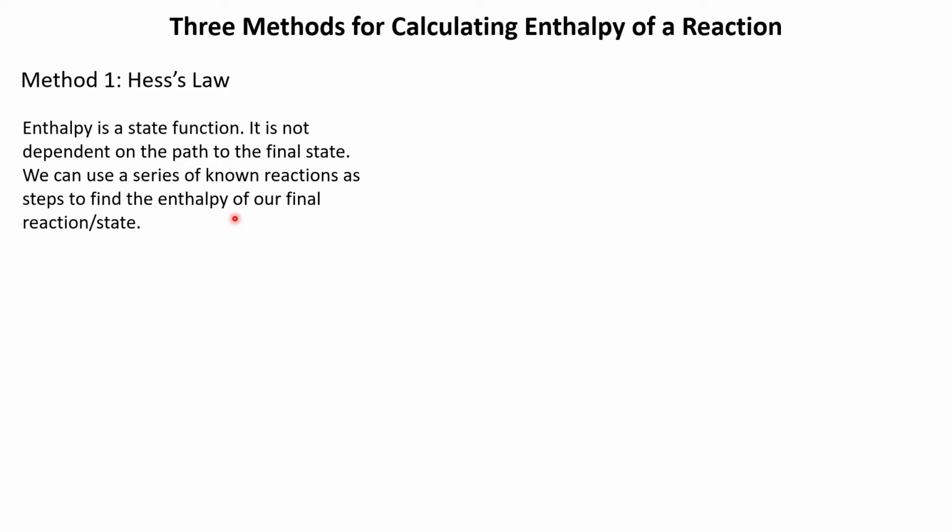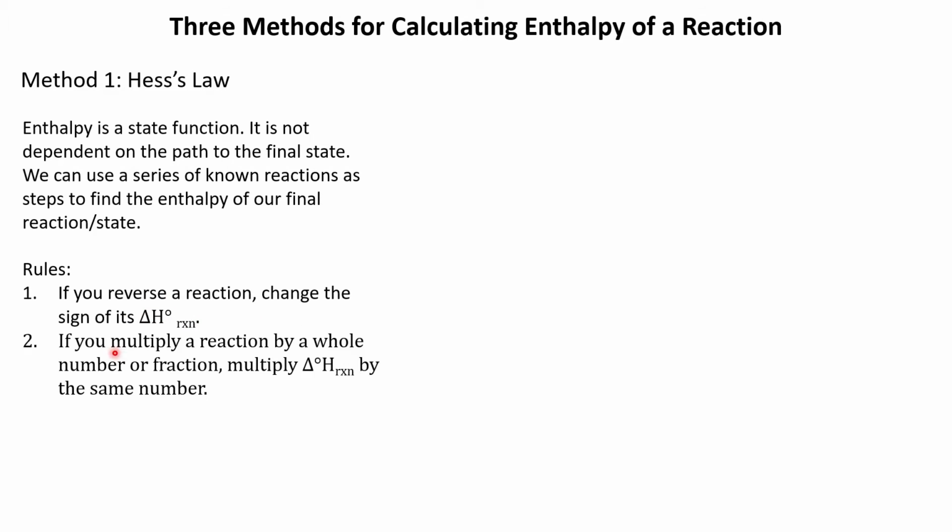Now, as we use this series of steps, we first have to lay some rules down of what we can and cannot do. So here are our rules for using Hess's Law. Okay, rule number 1. If you reverse a reaction, so if you take reactants to products and make it products to reactants, you need to change the sign of its delta H. If you multiply a reaction by a whole number or a fraction, you can do either, you also need to multiply the delta H by the same number.